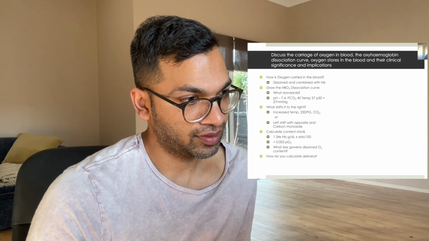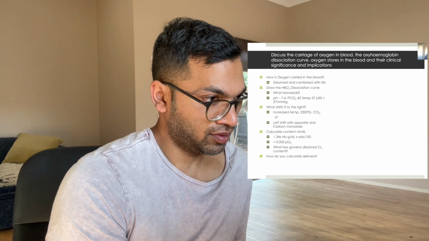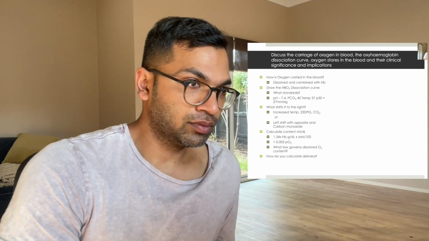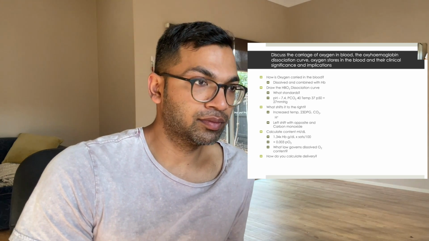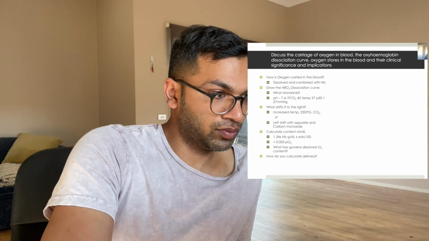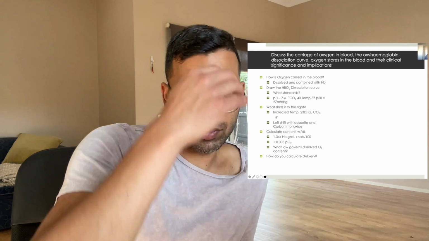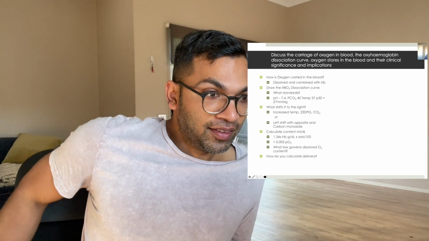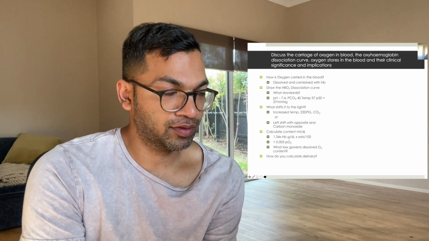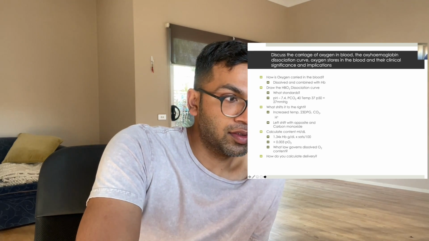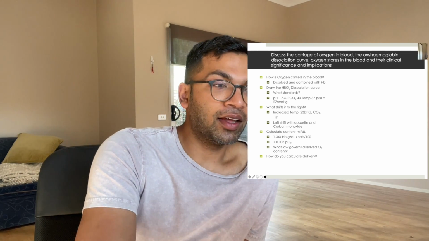So if we said our normal oxygen content was 200 mils per liter of blood, multiplied by your cardiac output, which we would say is 5 liters, so it's about 1,000 mils of O2 per minute. Perfect.